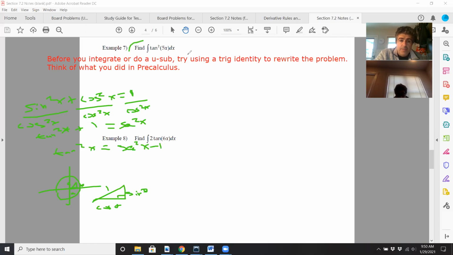So that's what I'm going to do here. I am going to write this as secant squared of 5x minus 1 times dx.